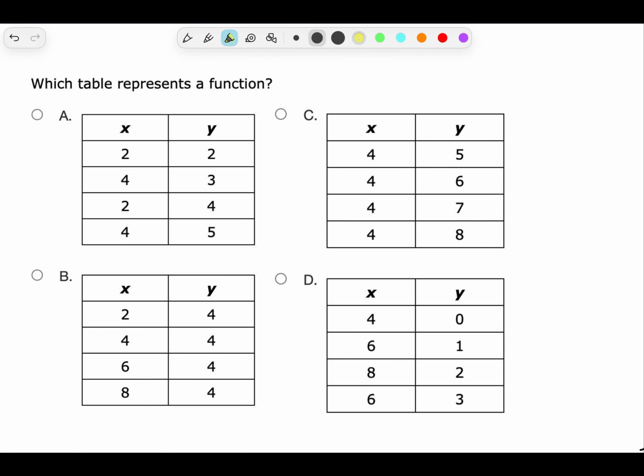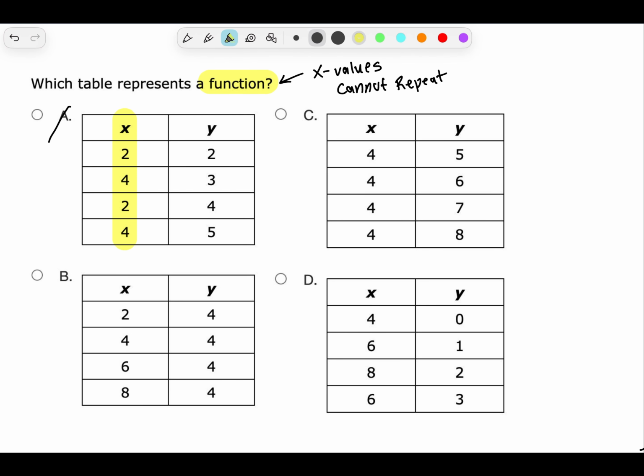So for it to represent a function, we know that the x values cannot repeat. Okay, so when we go through and check all our x values, they cannot repeat. So the x values for answer choice A, if we look at this one, we notice that the 2 is repeating, even the 4 is repeating. So answer choice A cannot be it.